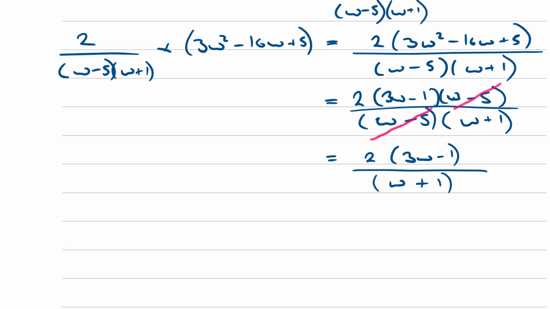I think what it wants then, to make it into that form, is for me to multiply out the top part. Seems a bit counterintuitive, but let's do it. (6w − 2) divided by (w + 1). Now that seems to be in the form required. Well, that's the end of the paper. Not too bad, I hope.